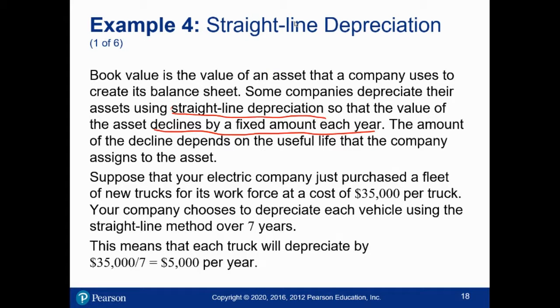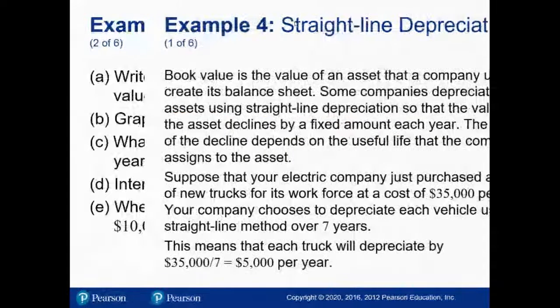Okay. Well, if I want the value to go down by $35,000, but over 7 years, we want it to go down by $5,000 per year.